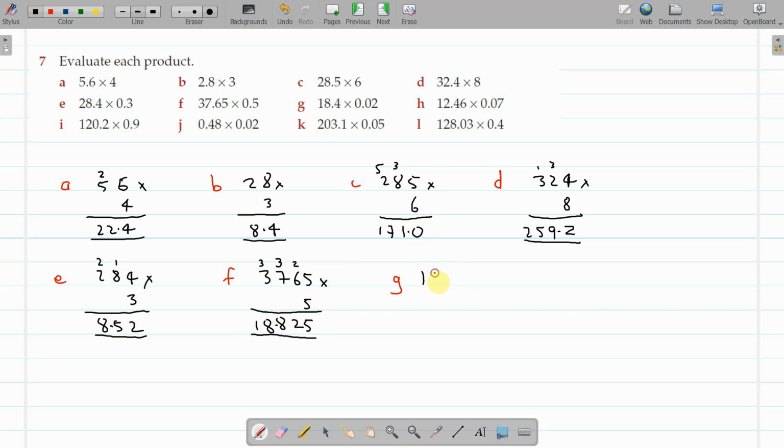18.4, so that's without the decimal point, and times 2. The answer will have 1 decimal place plus another 2 is 3 decimal places. 2 times 4 is 8. 2 times 8 is 16. 2 times 1 is 2, plus 1 is 3. With 3 decimal places. That's that one. So I need to put that 0 there. H.